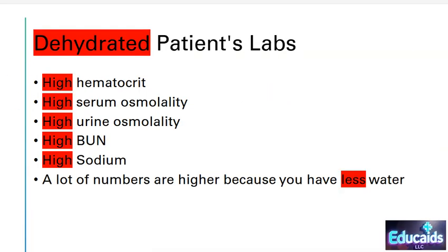Your dehydrated patient's labs. So you as the nurse, you're not only going to assess your patient, you're going to check their chart and look at their labs. As we talked about earlier with our dehydrated patient looking flushed, a lot of times it's because now they have a high hematocrit, high serum osmolarity, high BUN, high sodium. Your numbers are a lot higher because you have less water. So let's go over here to our blackboard and I'll draw an example.